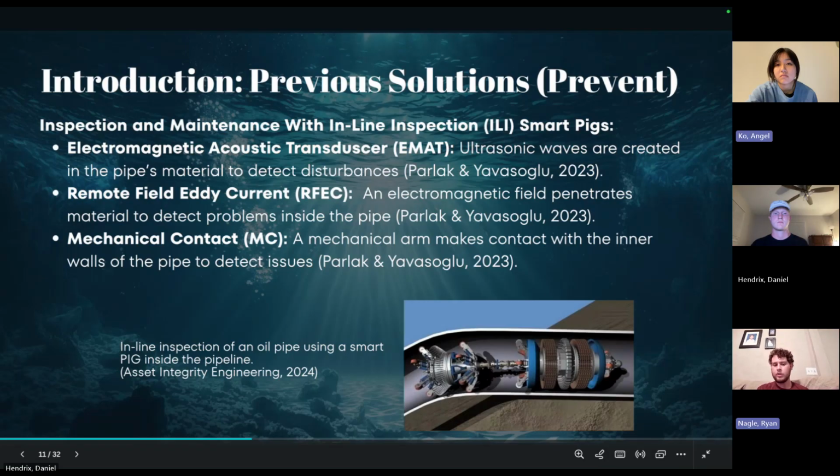Remote field eddy currents, or RFECs. Those are going to use electromagnetic fields instead of ultrasonic waves to penetrate the material again from the inside and essentially detect anomalies in the same way. And lastly, we have the mechanical contact devices, or MCs, which is kind of like a mechanical arm that makes physical contact with the interior of the wall and gives notifications of issues from the inside that could jeopardize the structure of the pipe.